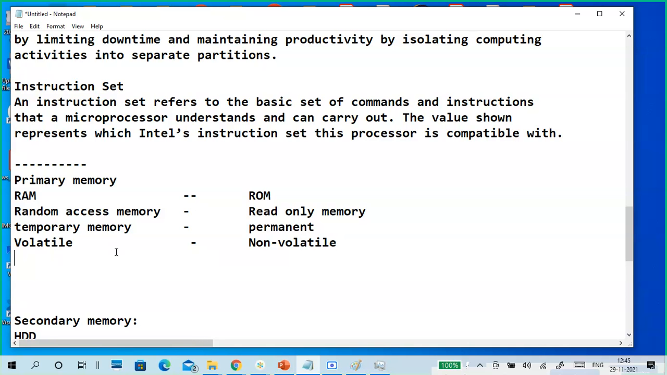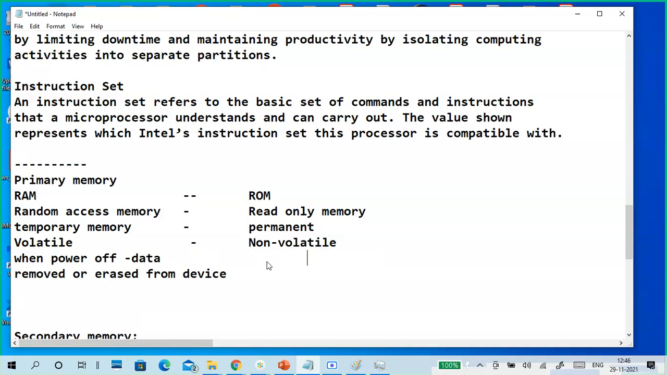What is a volatile memory? Volatile memory means when power is off, when the computer is not in use, the data is removed or erased from the device. That is the meaning of volatile memory.